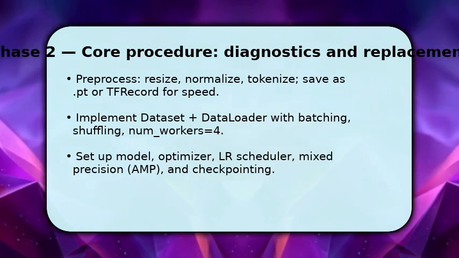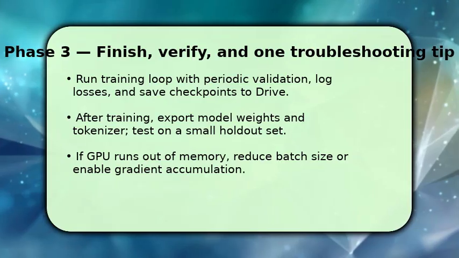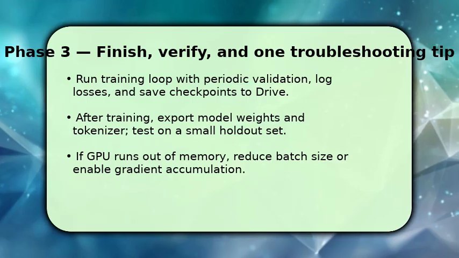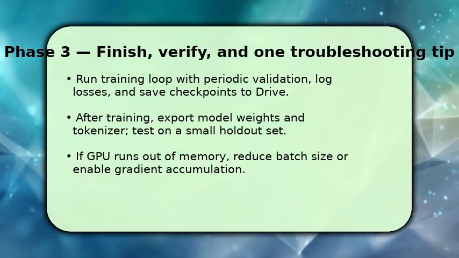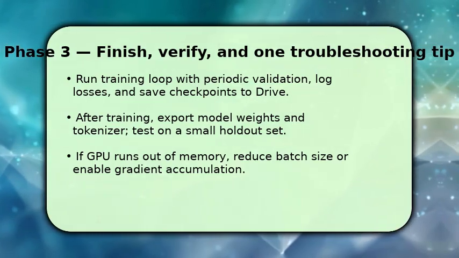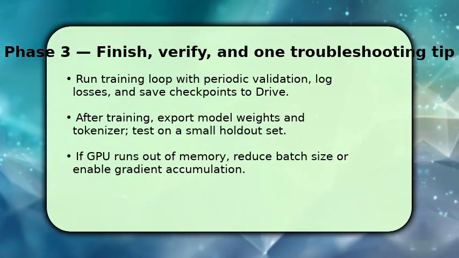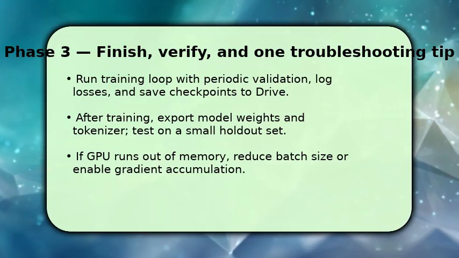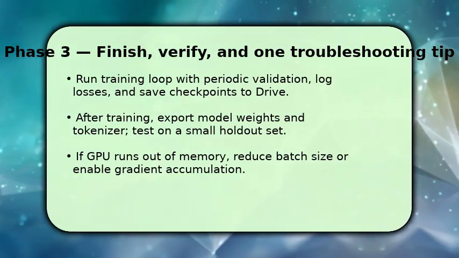You execute the training loop while monitoring loss and validation metrics, log to a file or TensorBoard, and write checkpoints to Drive so they persist. Once complete, export model weights and tokenizer, and run a quick evaluation on a holdout set to verify behavior. Make sure to save a final packaged artifact for inference.